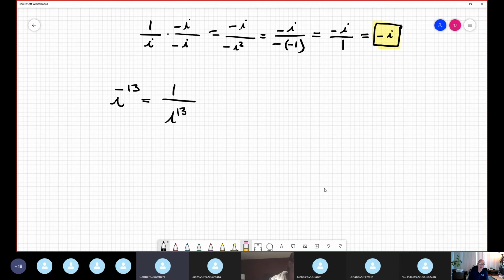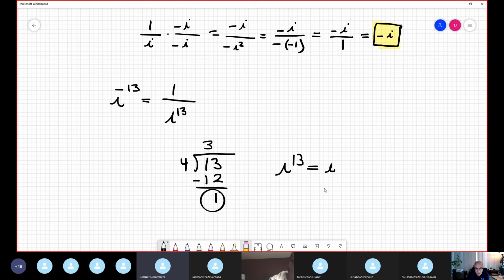Okay. Now I have 13 positive. Yeah, I know very well how you are doing that. It's 13 divided by 4. 4 times 3 is 12 and the remainder is 1. If I take this remainder, I know that i to the 13 is equal to i to the 1 power, which is invisible, it's just i.